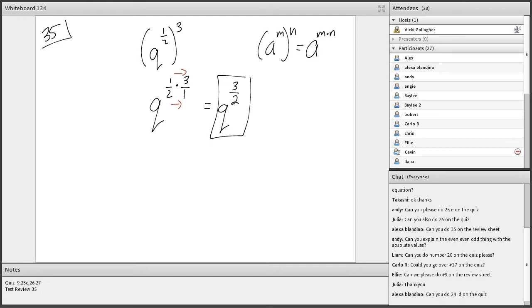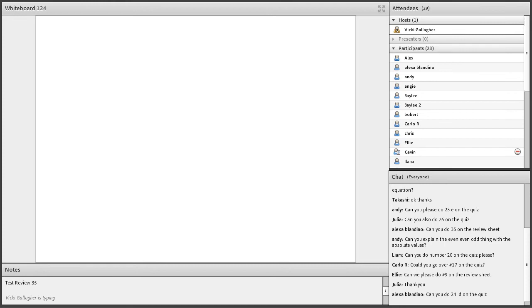All right, next we had a question about even, even, odd. And so I'm going to switch it back up to the quiz for that question. And we're going to specifically look at problem number 3 from the quiz because that problem did need absolute value bars in it. So let's take a look at problem number 3.